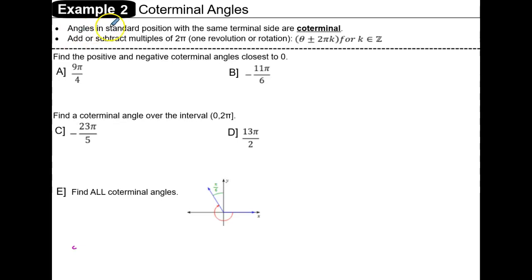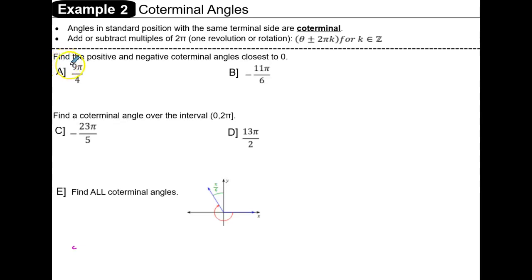Hey, welcome back. In example 2, we're finding coterminal angles in radians. And when we were working in degrees, to find a coterminal angle, we would add or subtract multiples of 360 because that was one revolution or rotation around the circle. Now that we're working in radians, we're going to add or subtract multiples of 2 pi instead.